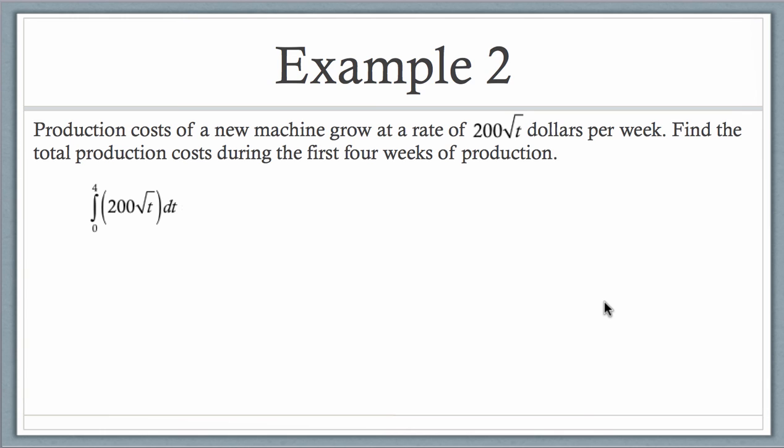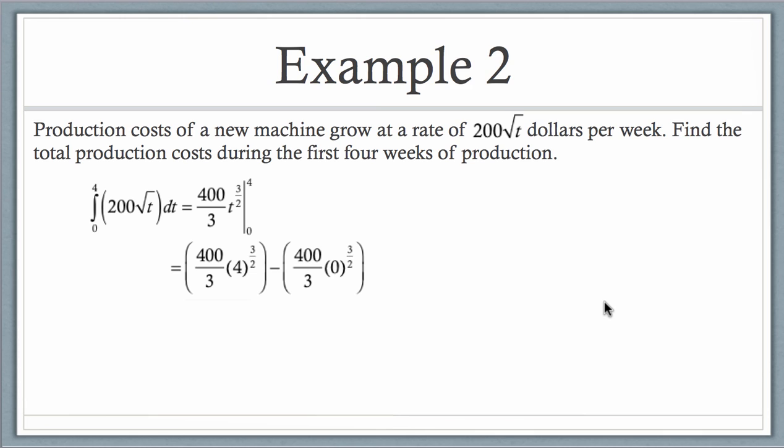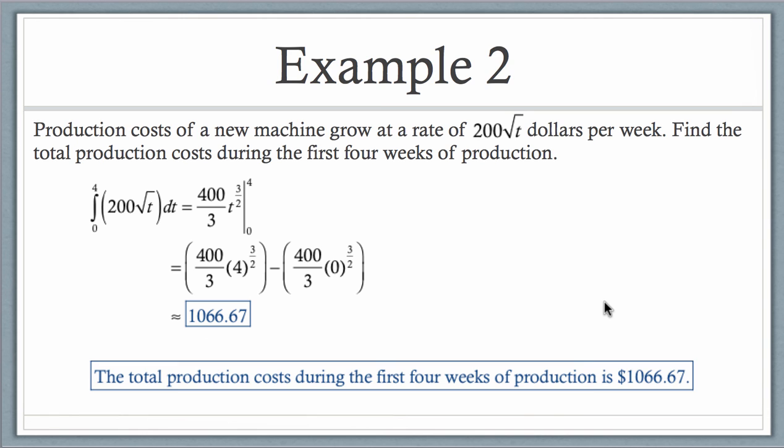So I'm looking at the integral from 0 to 4, those are my first 4 weeks of production, of 200 the square root of t dt. Taking the antiderivative, I get 400 over 3 t to the 3 halves. I'm evaluating that from 0 to 4. We plug in 4 first, then we plug in 0, and we get approximately 1066.67. Now I rounded to 2 since we are talking about money here. So the total production cost during the first 4 weeks of production is $1,066.67.